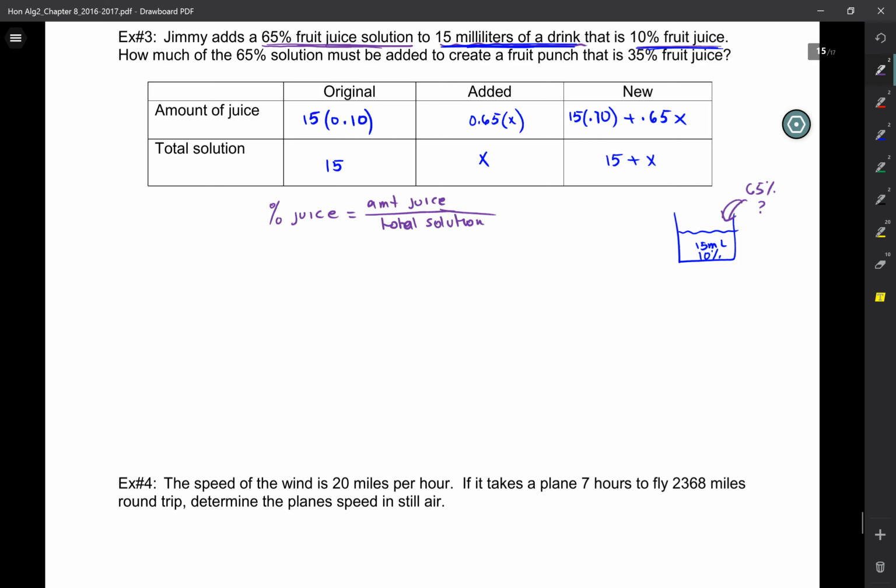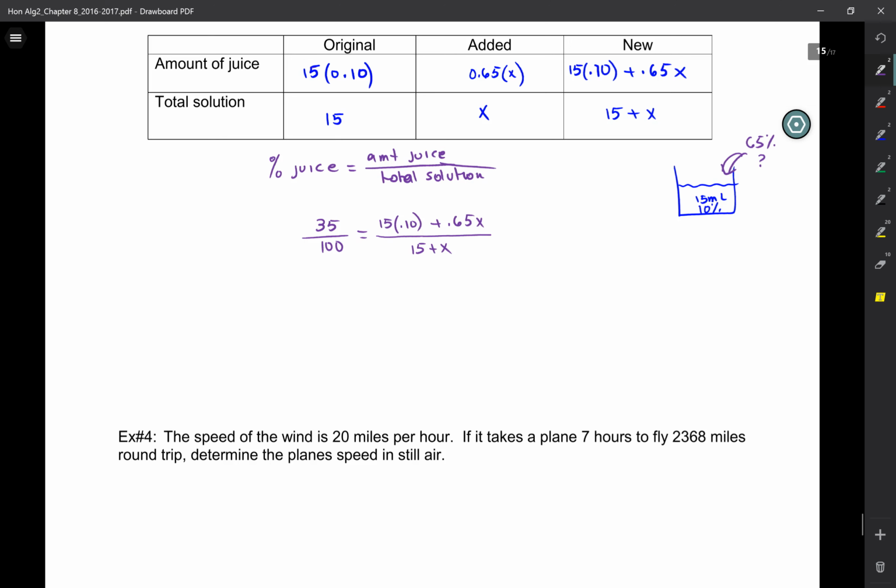Right, so here's how we're going to do this. The percent is 35%. We want the end result to be 35% fruit juice. So that's 35 over 100 equal to the amount of juice there is, 15 times 0.10 plus 0.65x over the total in milliliters, which is 15 plus x. Okay? 35% is 35 over 100. You could have also done 0.35. It would have been the same. So now, how are we going to solve this?